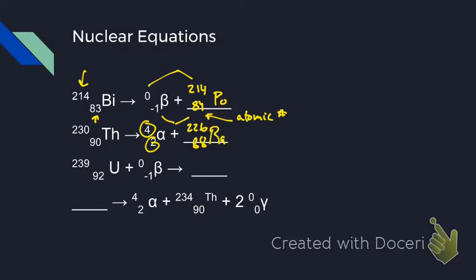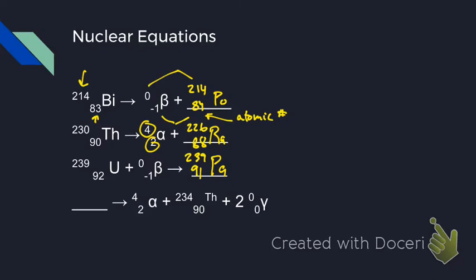Okay, and then this one looks a little opposite, so you have 92 and -1. So 92 and -1 would give you 91, right? And then 239 and 0 would give you 239. So this would give you, what's 91? This one, Pa.